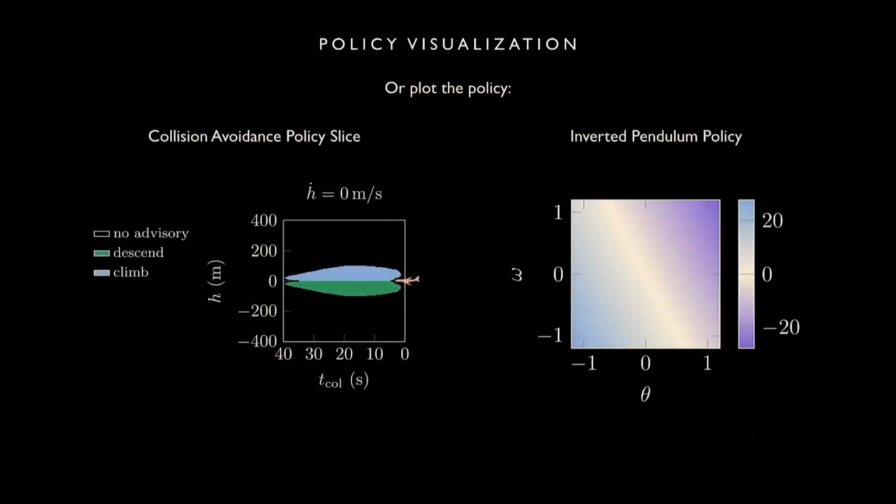Okay, so that's one thing you could do. Another thing you could do is try to plot the policy of the agent. So let's actually look at the one on the right first. This is the inverted pendulum policy. And what's nice about the inverted pendulum is it has a 2D state, and the policy is only dependent on the current state. So we can look at what the agent would say to do if it was given an observation of any of these states.